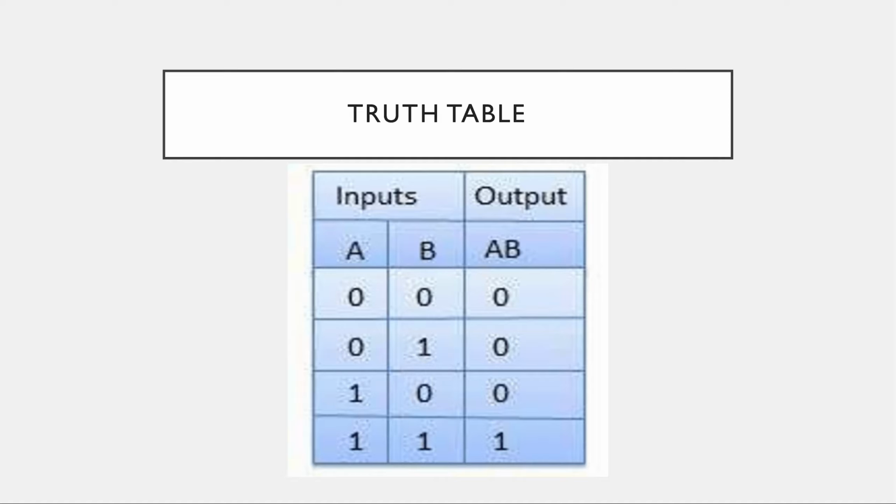Now we are going to see about the truth table of the AND gate. It is an easy operation where we can find the output is 1 when both the inputs are 1. If either one of the inputs is different, then the output will be different.